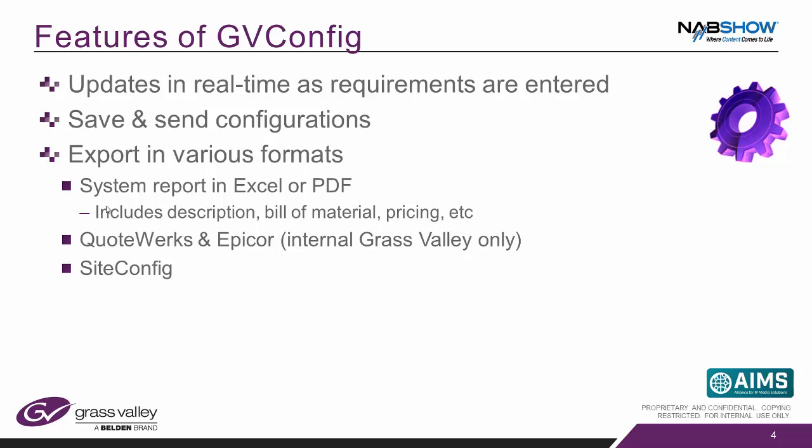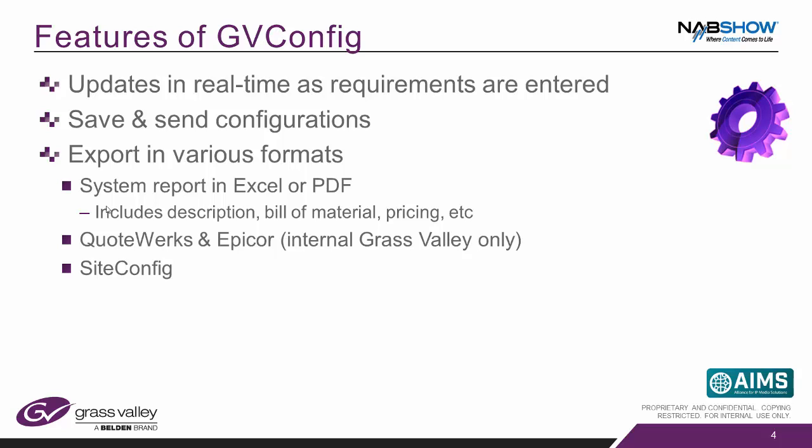Configurations can be easily saved and shared with other GVConfig users by saving a configuration to a file, which can be distributed like any other file through email attachments or other sharing methods. The tool can produce system reports in Excel or PDF format, which can be passed on to the customer. These reports contain most of the information generated by the tool, such as the bill of material, pricing information, and so on.